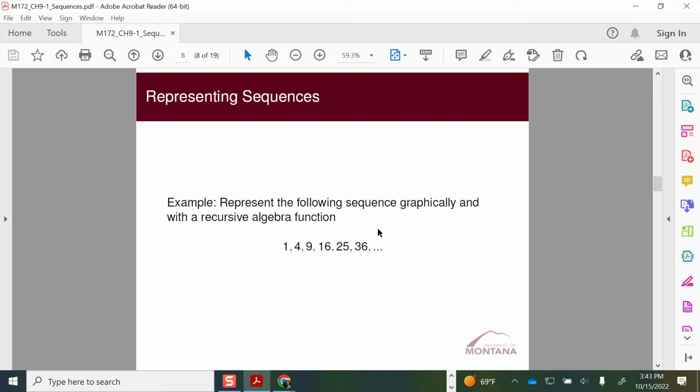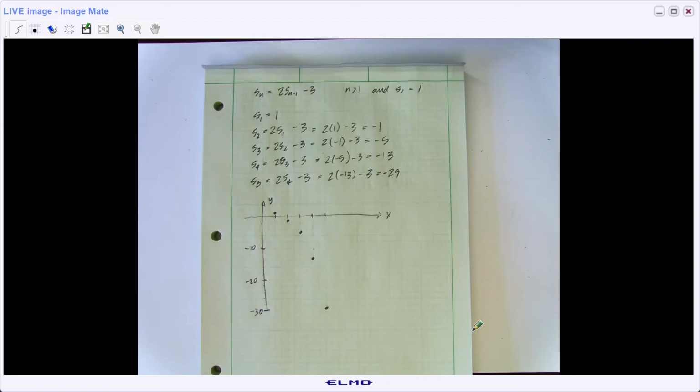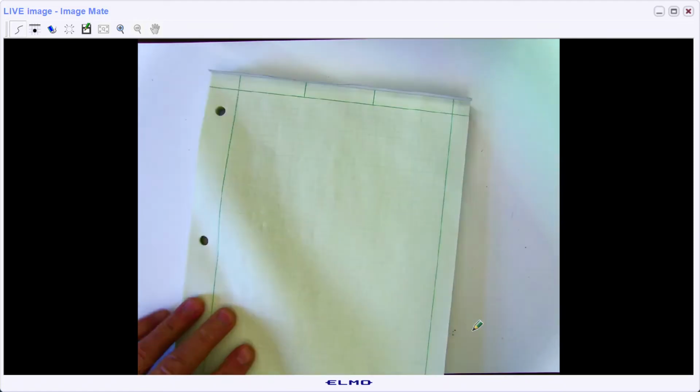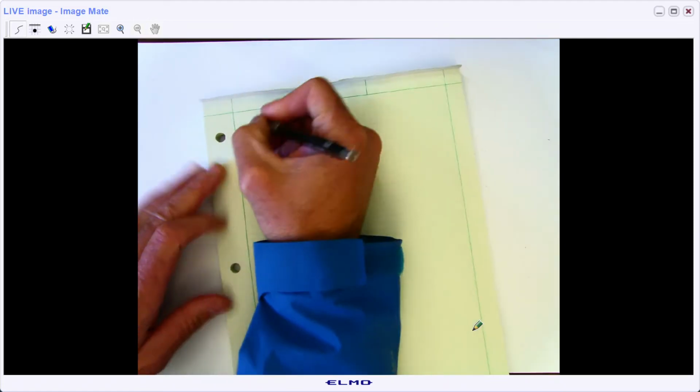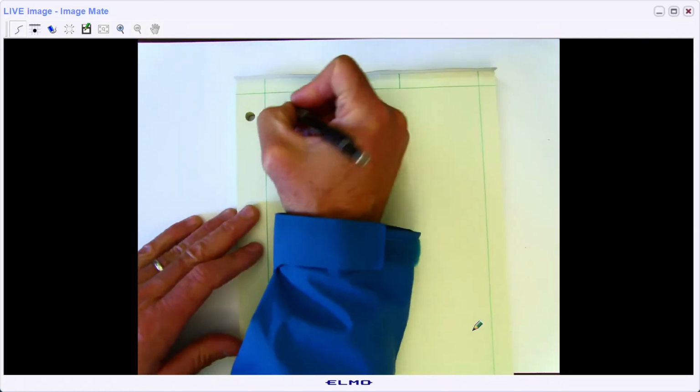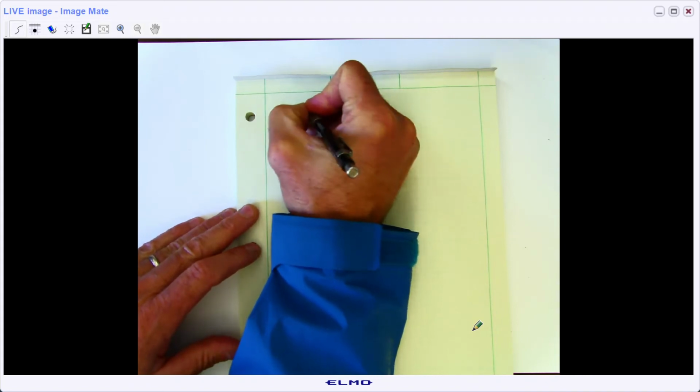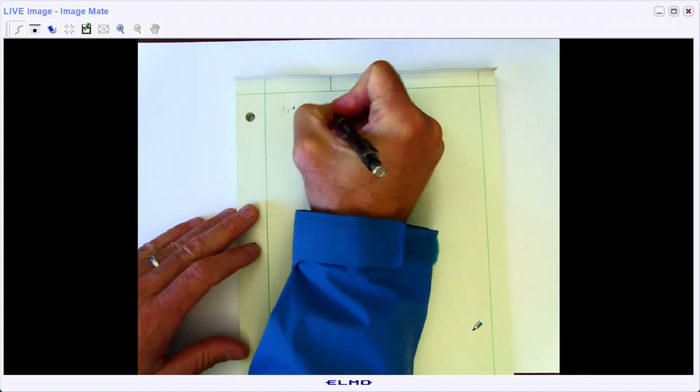So let's try to play the game one more way. What if I give you a list of numbers that are fairly familiar, but I ask you to represent the sequence graphically and with recursive algebra. So let's take a look at that one. I don't think I need to write it down. I can remember that one. So I've been given a numerical definition. It's just 1, 4, 9, 16, 25.